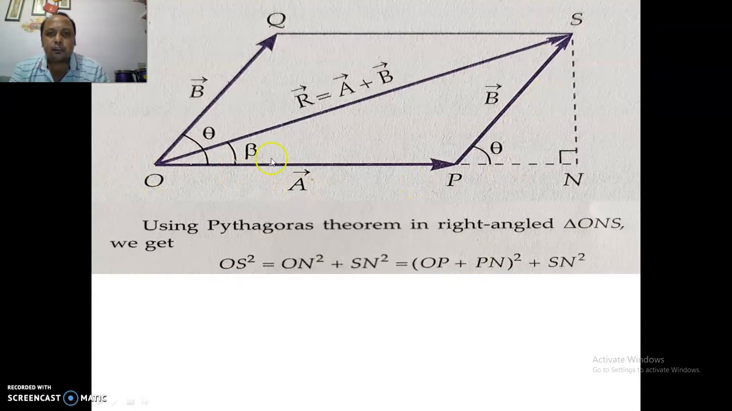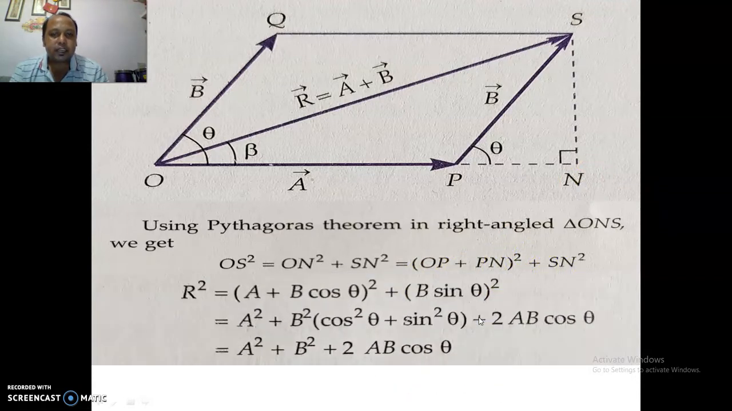So we'll use the Pythagoras theorem, where hypotenuse square is equal to the sum of the side squares. So hypotenuse square, OS square, is equal to ON square plus NS square, where the value of ON is OP plus PN. So we write (OP plus PN) whole square plus SN square. Now we will expand it.